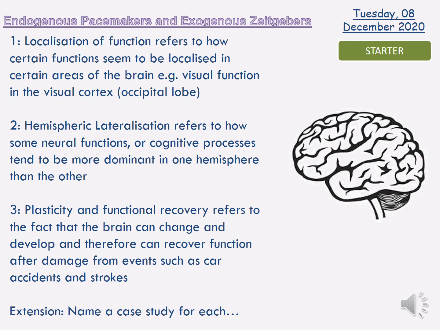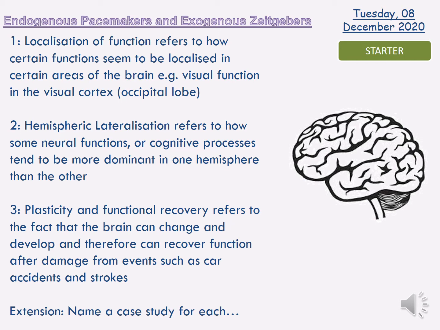So in terms of your answers, you should be referring to localization of function and about certain functions being localized in certain areas, such as visual function in the visual cortex, which is in the occipital lobe. In terms of case studies, you could have referred to Tan and Broca with regards to Broca's area, and in evaluating this, you could have referred to Dronka's and the idea that when looking at the lesions on Tan's brain, it did not reach the same conclusions.